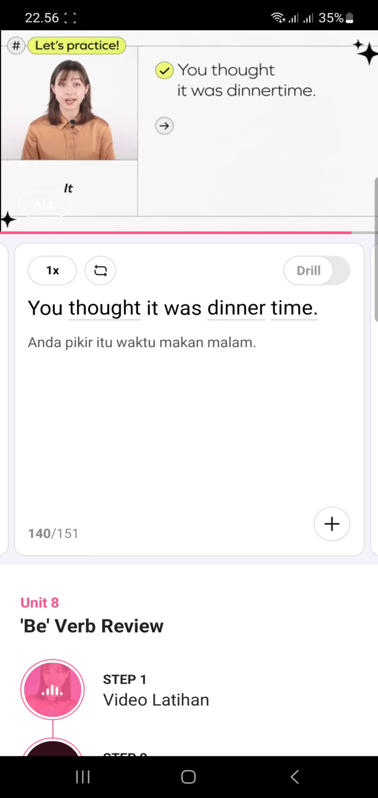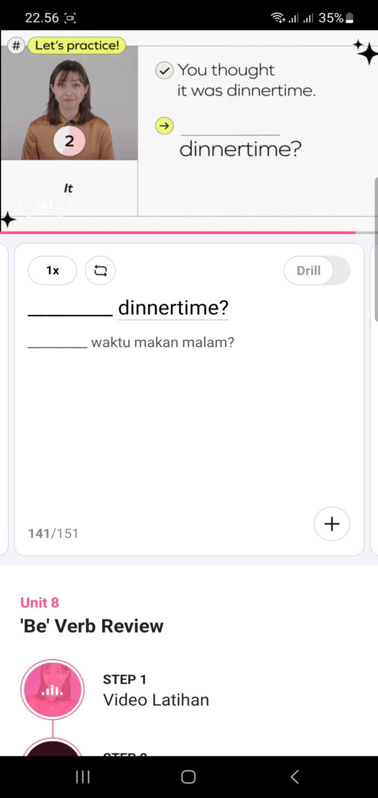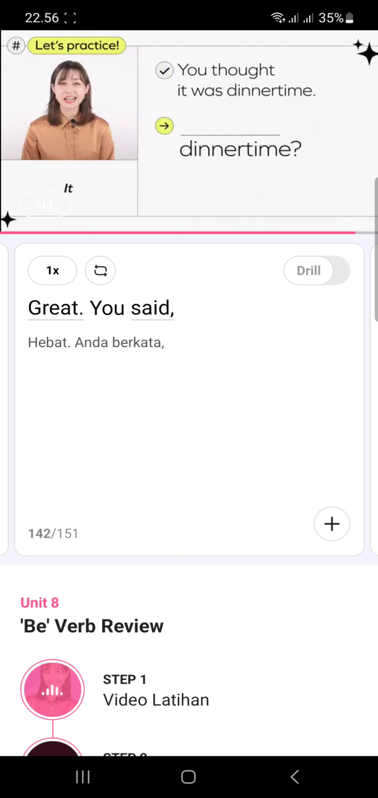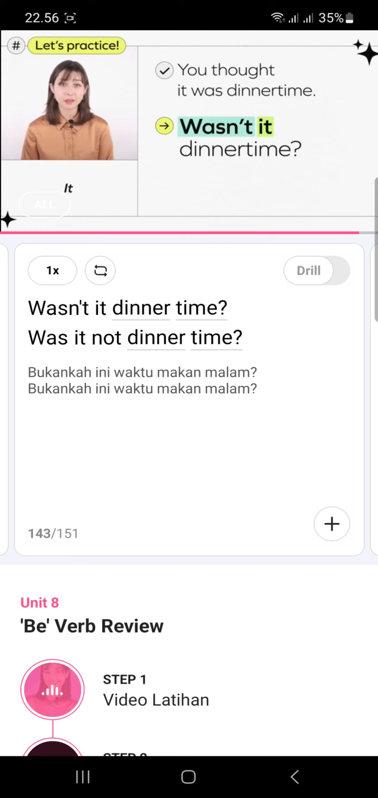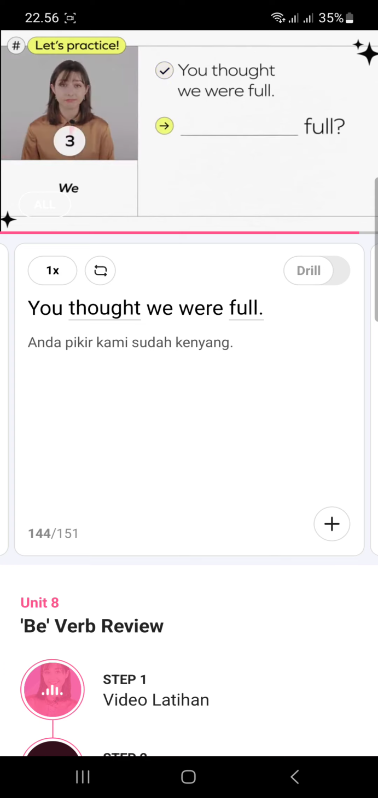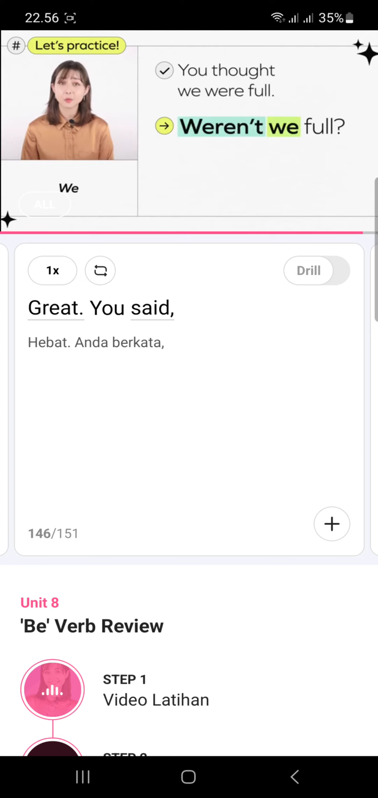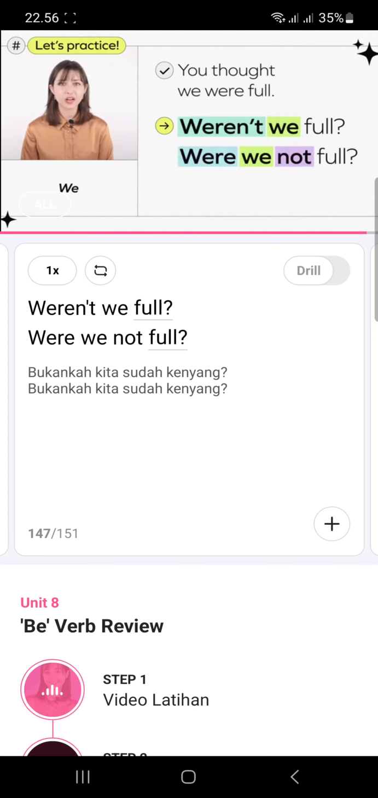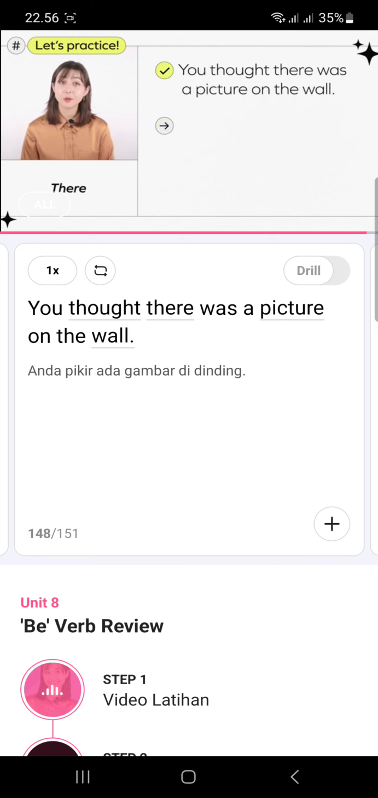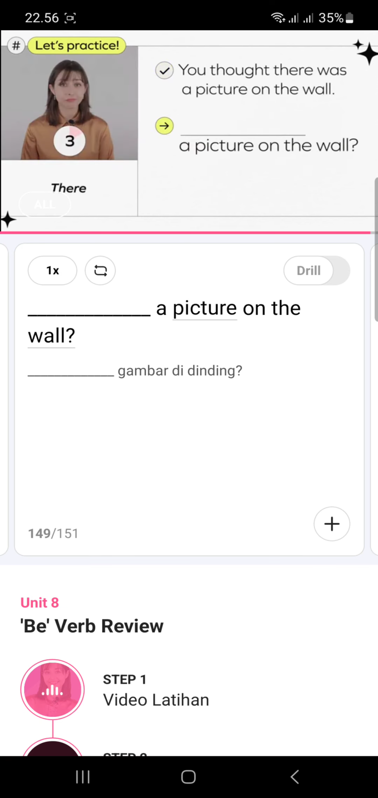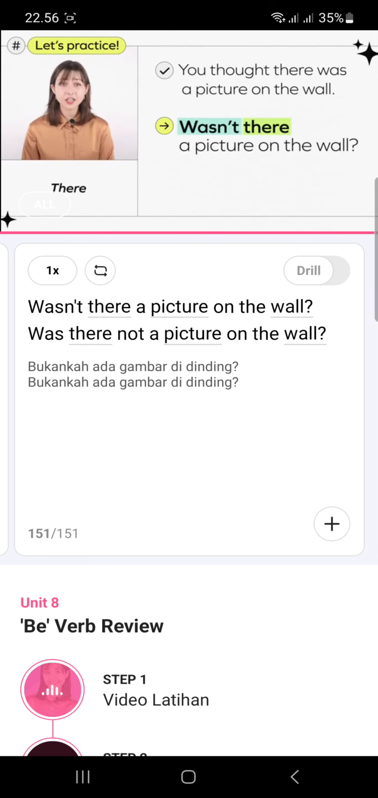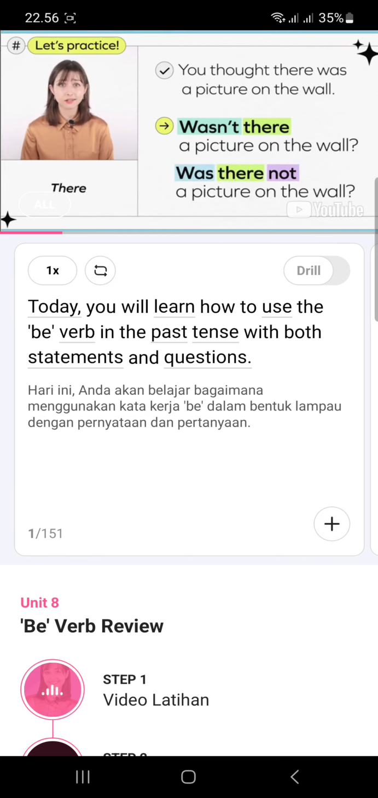You thought it was dinner time. Great. You said, wasn't it dinner time? Or maybe, was it not dinner time? You thought we were full. Great. You said, weren't we full? Or were we not full? You thought there was a picture on the wall. Good. You said, wasn't there a picture on the wall? Or maybe, was there not a picture on the wall?